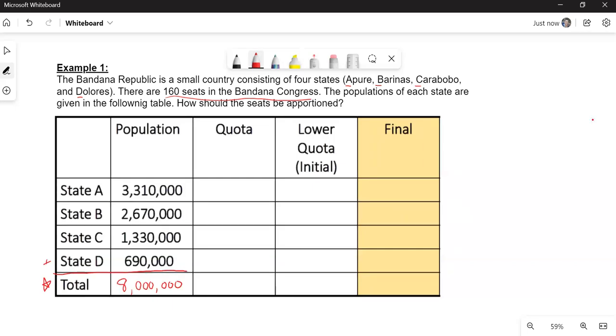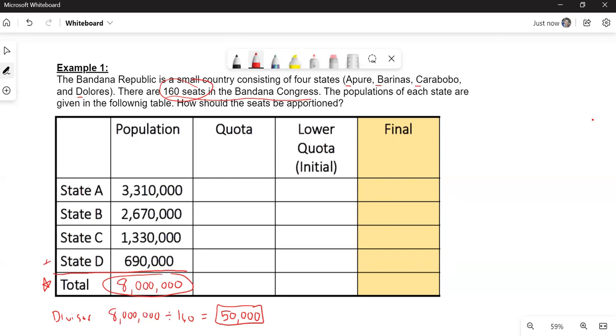Then next, we're going to find the divisor, right? The divisor I'll write here below. The divisor is to take this total population, 8 million, and we're going to divide it by the number of representatives. In this case, given at the top, there are 160 seats. So we're going to divide that and get 50,000. So that number actually is our divisor, but what it represents is the number of people, 50,000 people that each representative will represent. So out of those 160 representatives, they're each representing about 50,000 people.